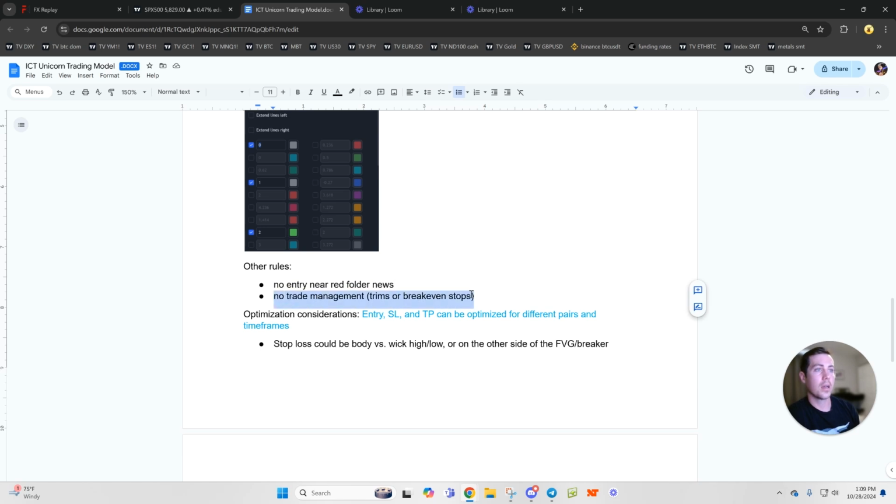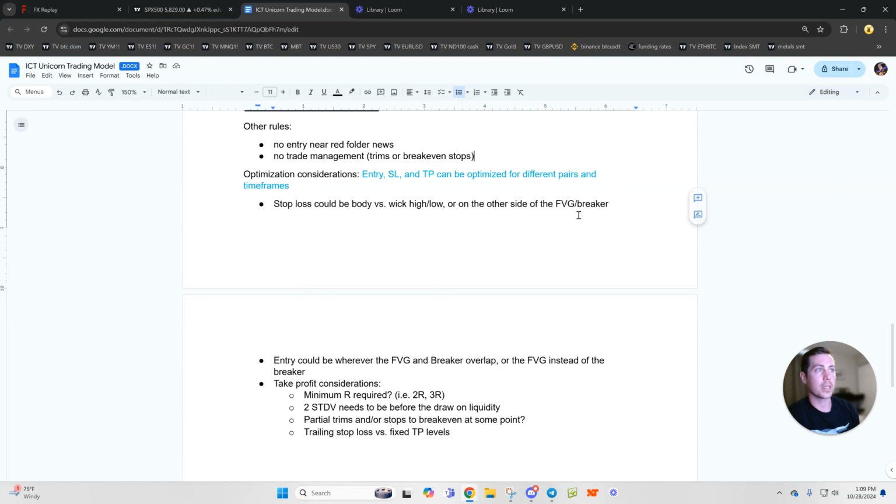news. And again, for today, I'm not going to do trade management. We're just going to let it play out to our take profit or stop loss, and maybe over time with optimizations you can play around with a bunch of things. So like I mentioned, optimizations, there's a lot of things you can play around with.